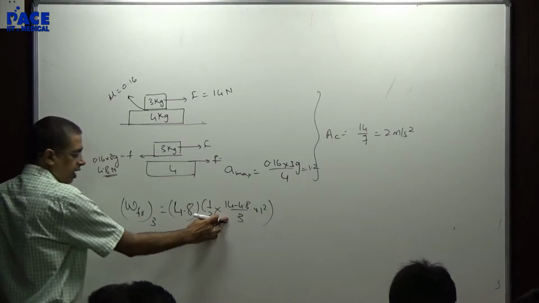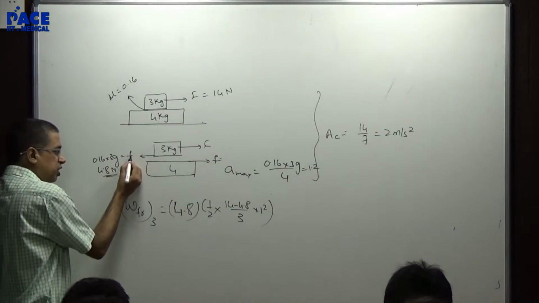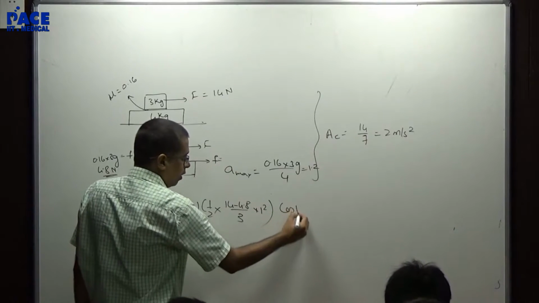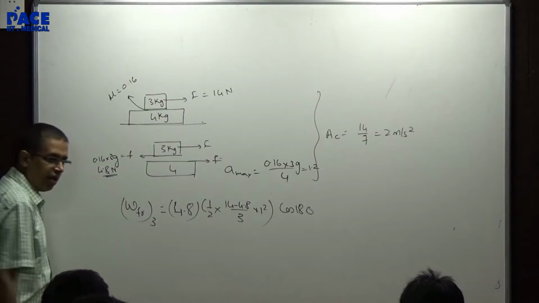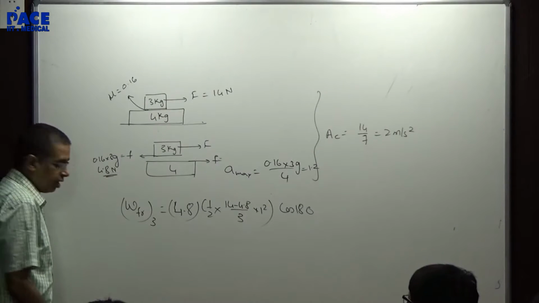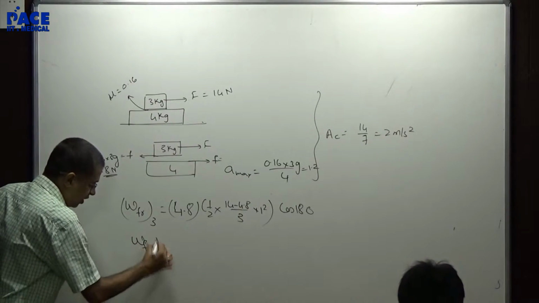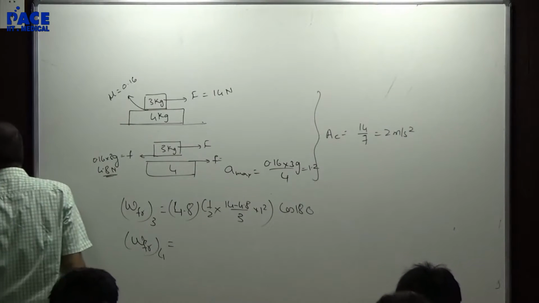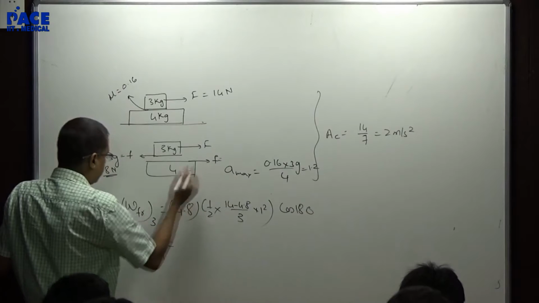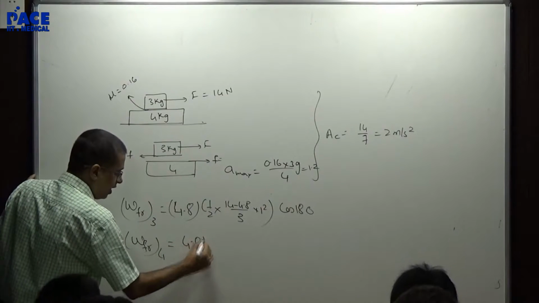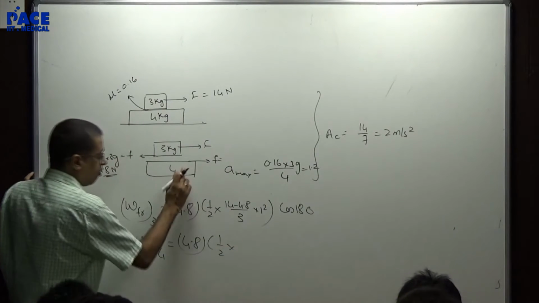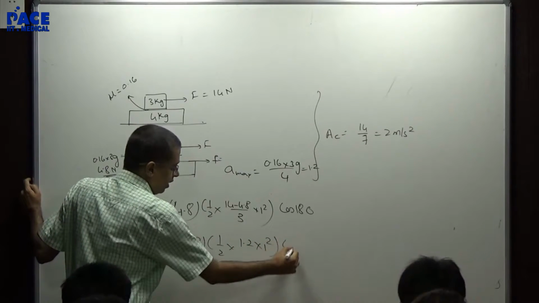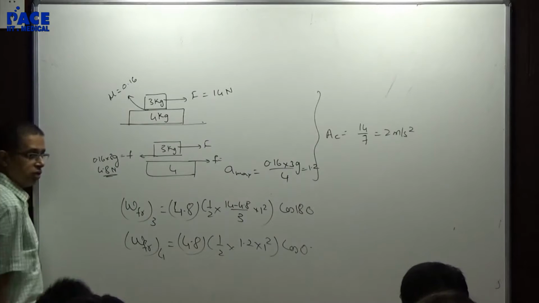Frictional force into displacement. Now frictional force is in the backward direction, displacement is in the forward direction. Cos 180, hence it will have a negative sign. Now work done by friction on the 4 kg block. Friction acting is 4.8 Newton into half. What is the acceleration of this? 1.2 into t square cos 0.